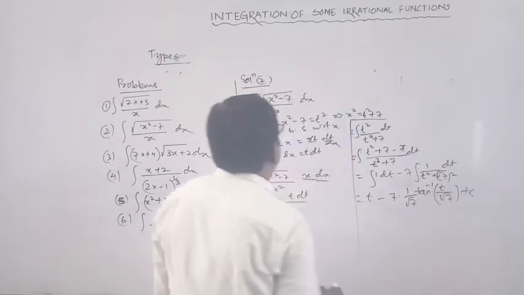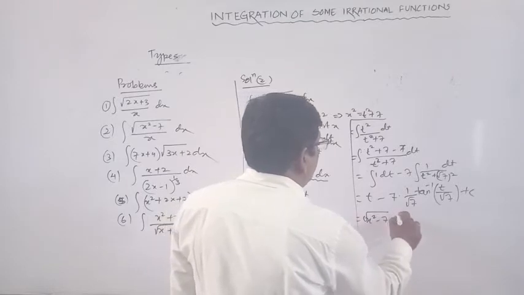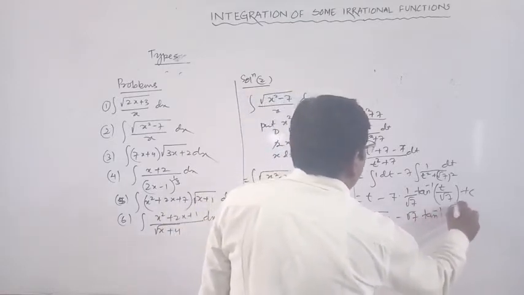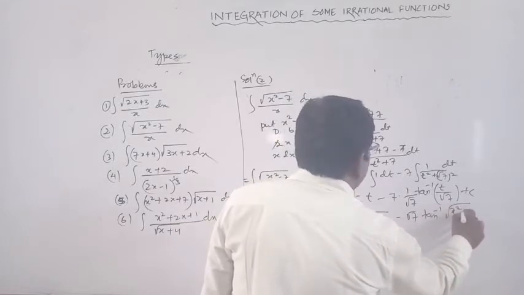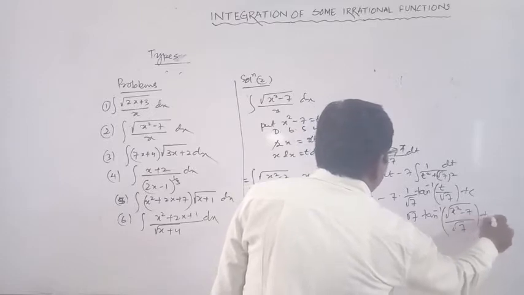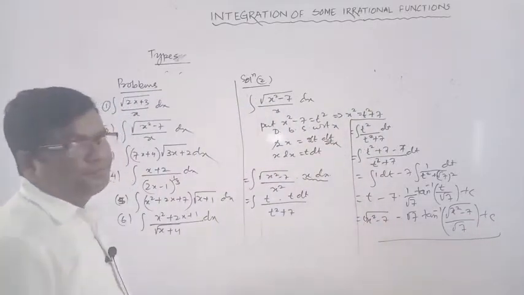What is t? t means √(x² − 7). So the answer is √(x² − 7) minus √7 into tan inverse of √(x² − 7) by √7 plus c. This is the answer. Now the solution of question number 3.